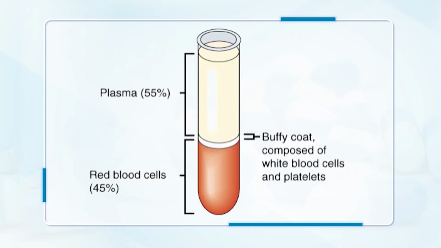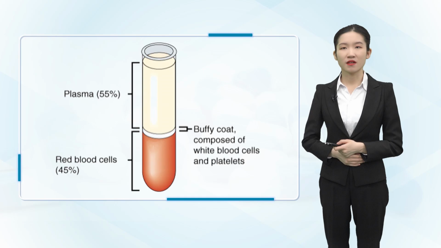We can look at this picture to deepen our impression. The plasma accounts for 55%. The red blood cells account for 45%. In the middle, it is the buffy coat, composed of white blood cells and platelets.